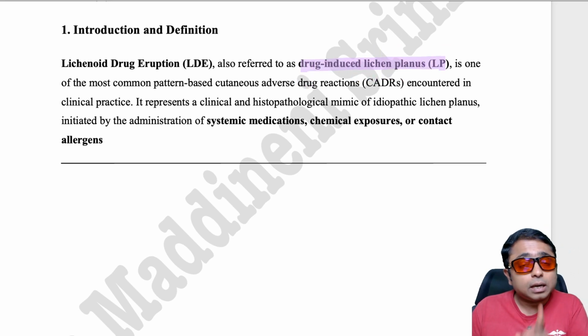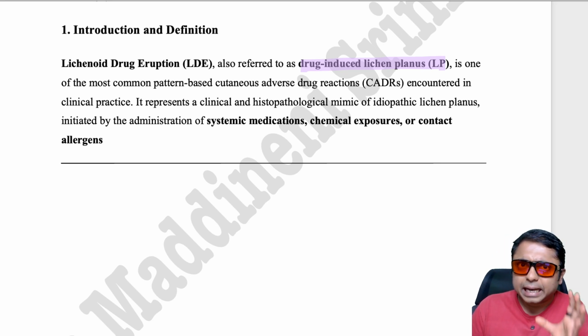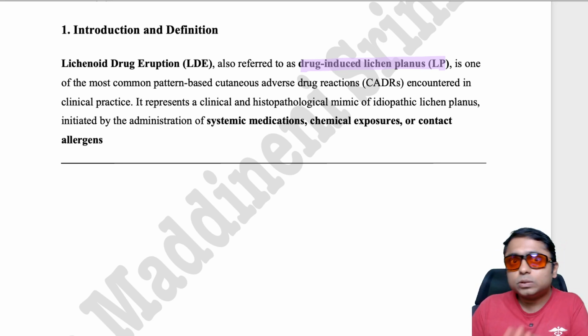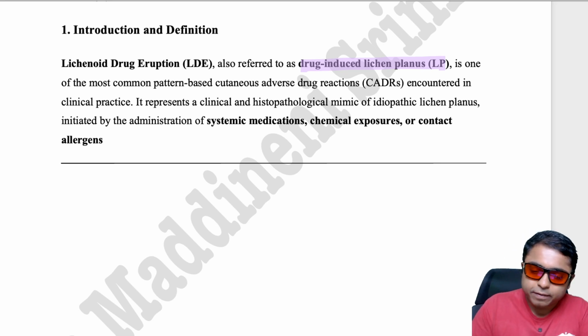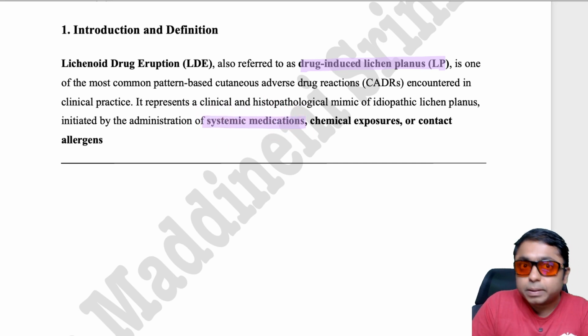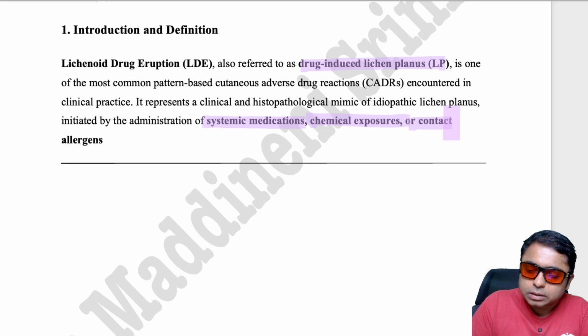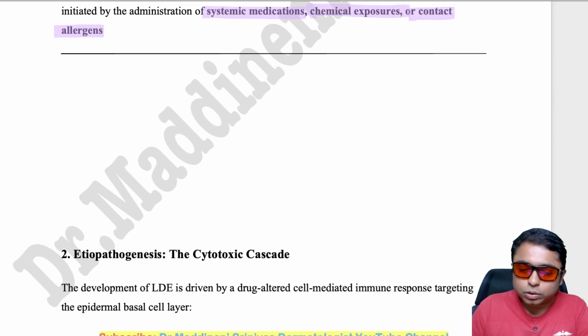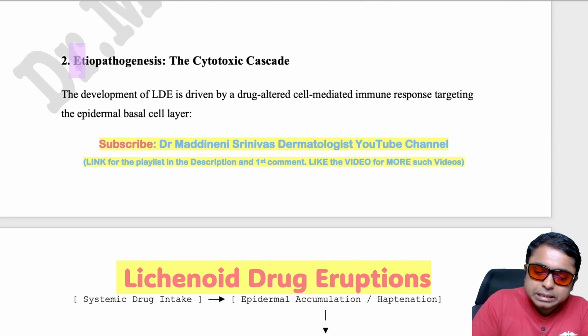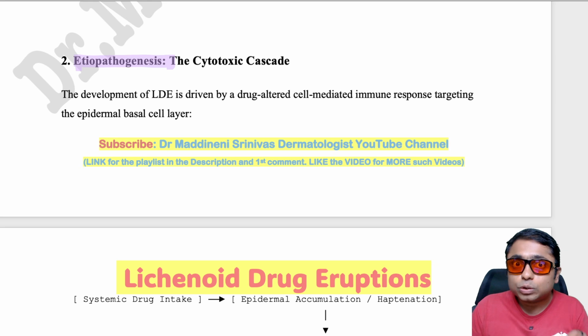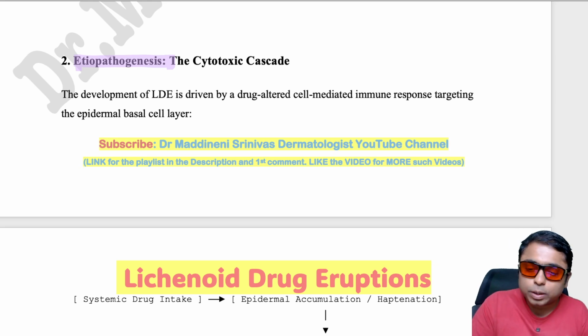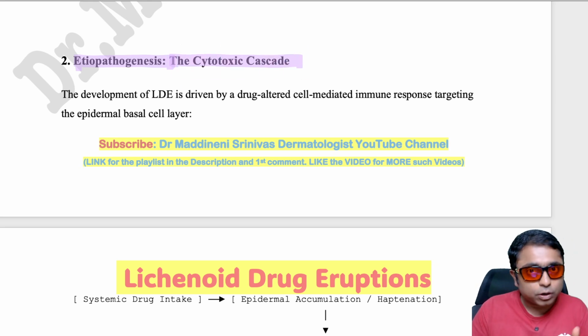Though it is drug-induced lichen planus, there are many differences between the classical lichen planus and drug-induced lichen planus. We are going to see all those important differences in this particular video. So remember dear students, it can be initiated by administration of systemic medications, and also some chemical exposure could cause it, and contact allergens could also trigger this condition. What is that important etiopathogenetic cascade which you have to remember, the cytotoxic cascade? We are going to see that.